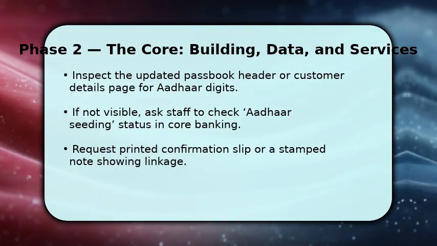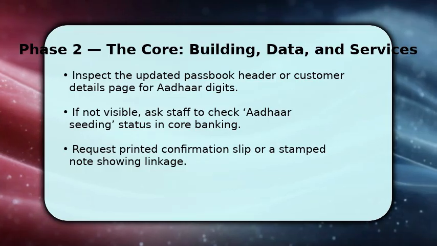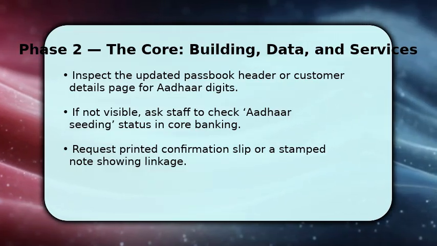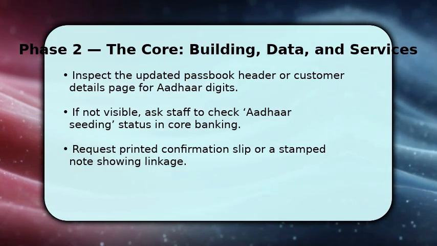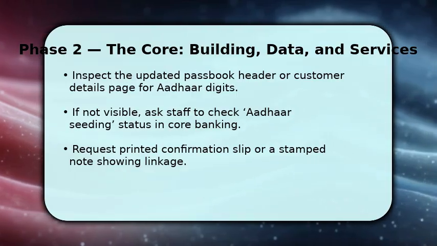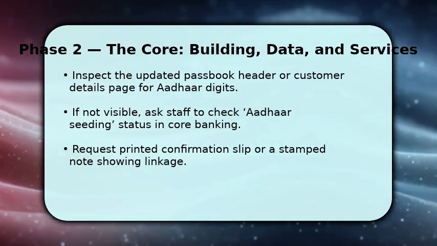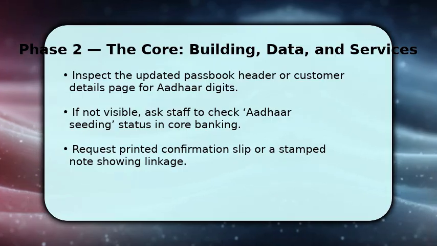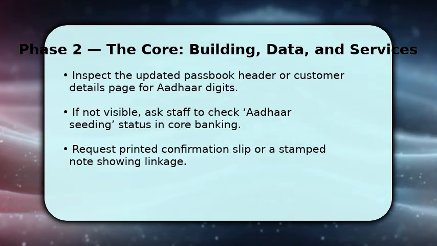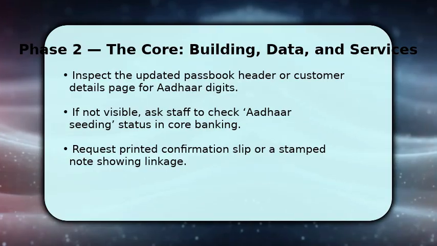If you do not see it, make sure the bank staff checks the core banking system for the seeding status. Sometimes the passbook printout lags. Ask them to print a confirmation slip or stamp the passbook with the linkage confirmation. This provides a tangible record and explains why the visual check matters versus relying on memory.